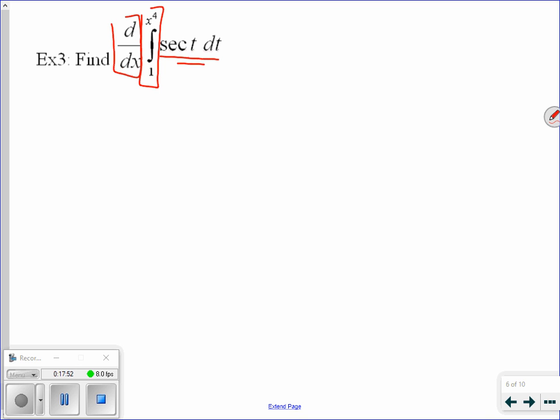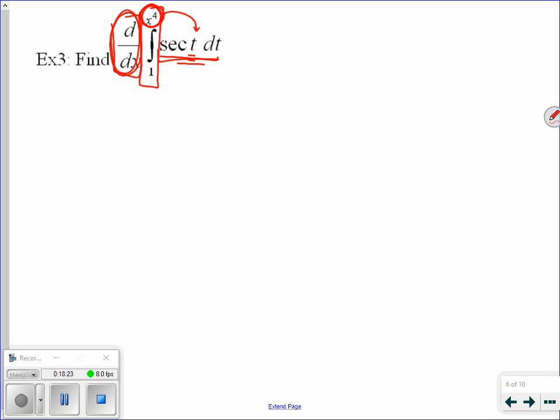The derivative of an integral undoes it. It leaves us with where we started. Now, the only difference is that if I were to take the integral of this, I'd be plugging in 1 and I'd be plugging in x to the 4th. And if I had x to the 4th plugged into this, and then I took the derivative of x to the 4th inside secant, by chain rule, you would be taking the derivative of the inside.